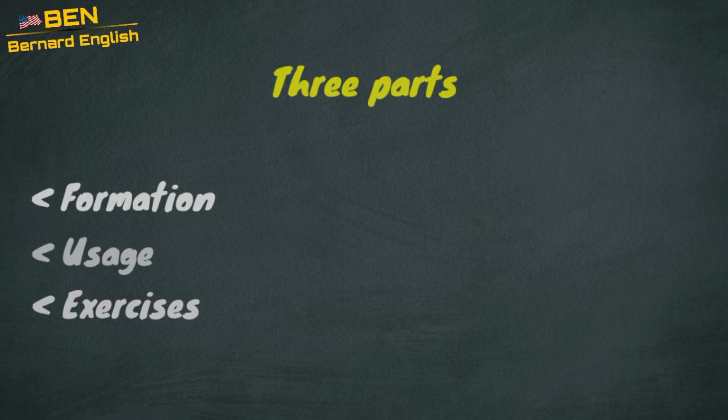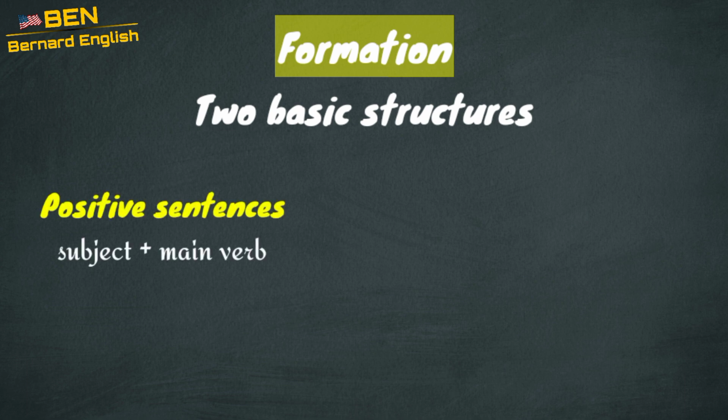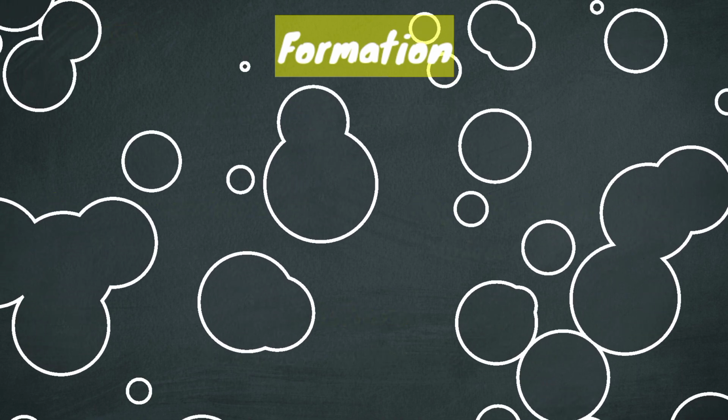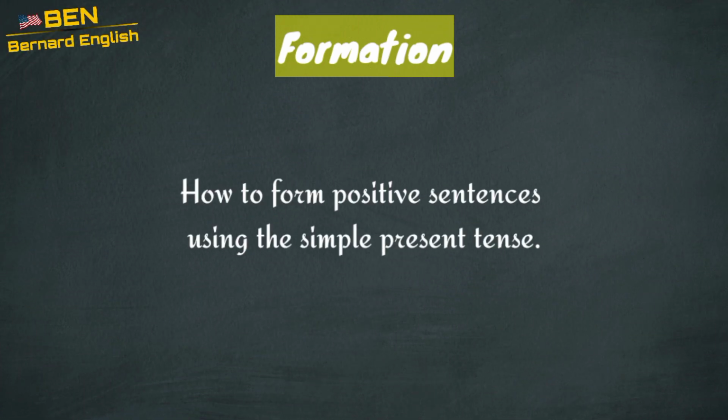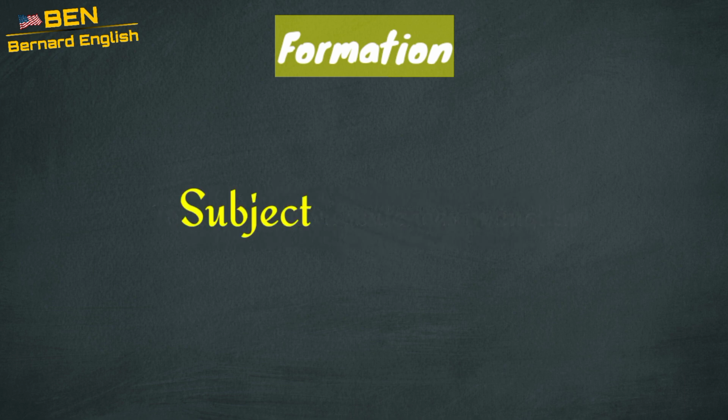knowledge into practice. There are 2 basic structures when it comes to using the simple present in English. One is used to form positive sentences, and the other one is used to form negative sentences and questions. Let's take a further look at how to form positive sentences in English using the simple present tense. To form positive sentences in English, we have the subject followed by the main verb.